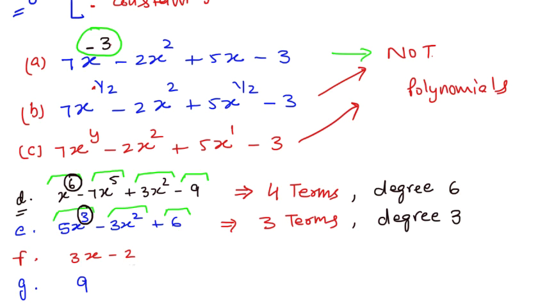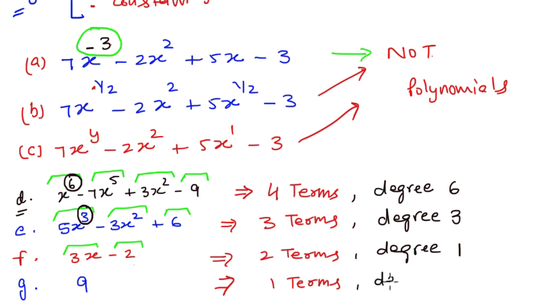And then we look at my example number F. In this one, you have only 2 terms, right? 3x and negative 2. So we will say that this polynomial has 2 terms, and the highest degree is of what? In this case, we will say that it is of degree 1 because the exponent on x is just 1, right? And the last example contains only one single term, right? And then it has a degree of 0. Because you could always write that 9 is in multiplication with x to the power 0. Hence it is of degree 0, right?